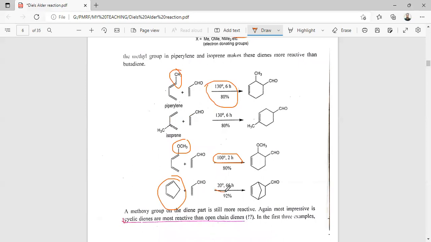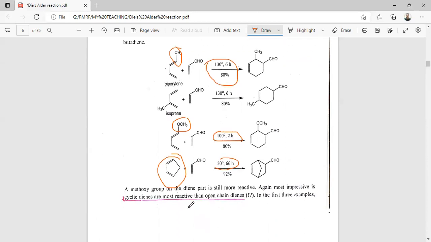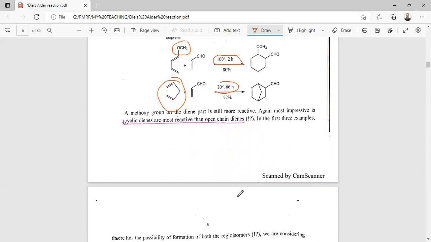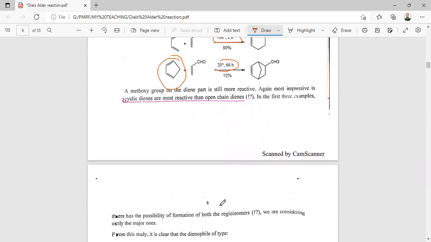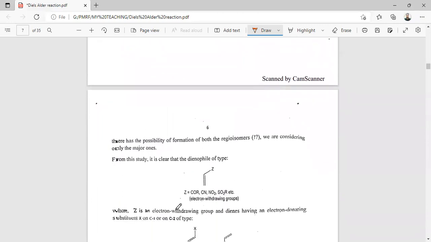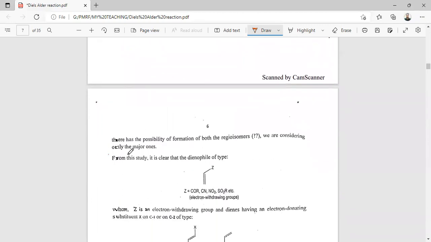In that case the reaction goes at 20 degrees for 60 hours. So the methoxy group on the diene part is still more reactive. Again, most impressive is that the cyclic dienes are more reactive than the open dienes. In the first three examples, there is the possibility of forming both regioisomers. We are considering only the major ones.